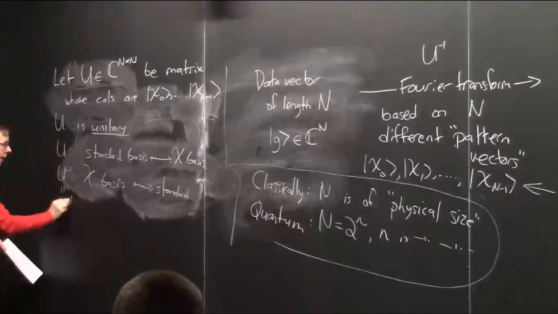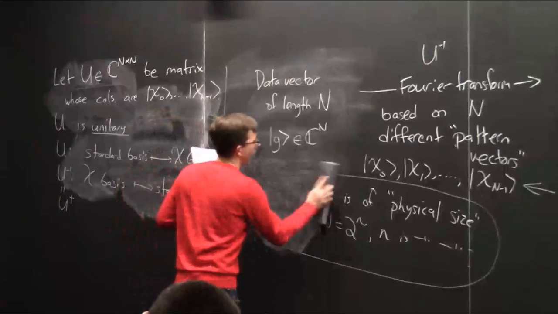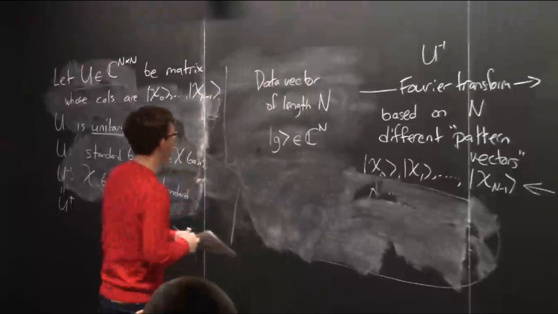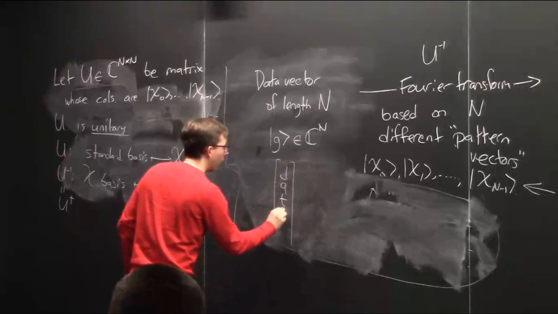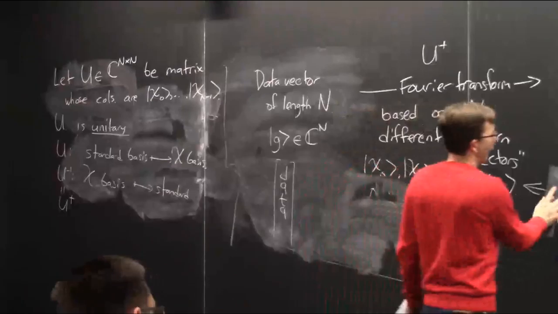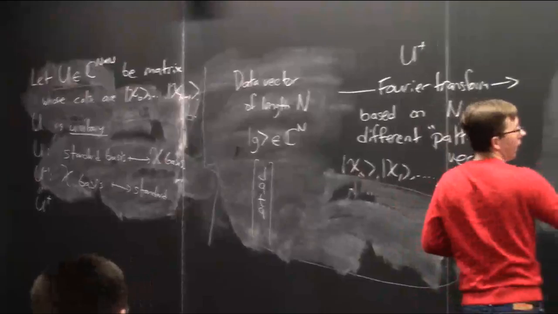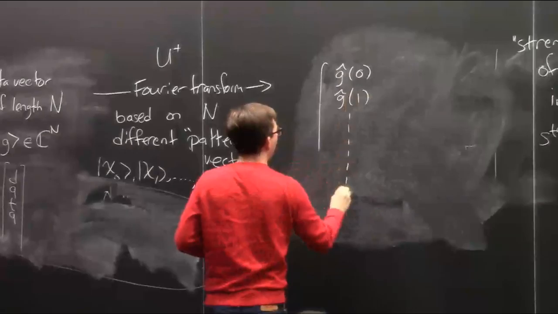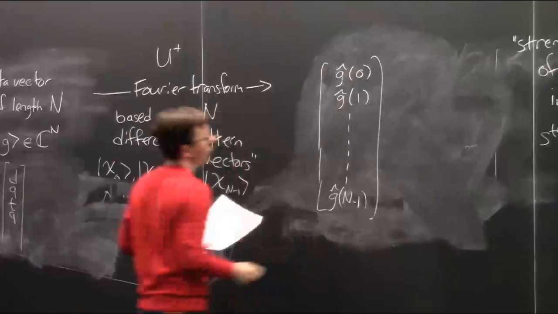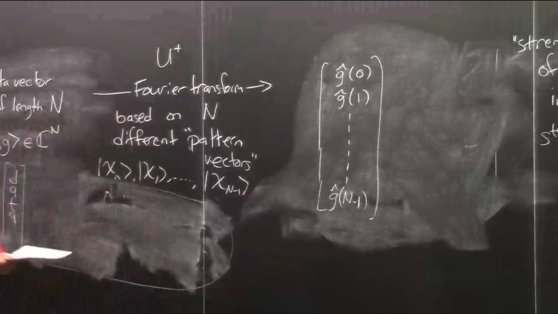Okay, and so what goes on in this picture? As I said, here you have some g. It's like some length 2 to the n vector of data. And you apply U inverse or U dagger. It doesn't matter. And call that a Fourier transform. And what comes out is the coefficients of g in this new basis. And we could write them even like this. G hat 0, G hat 1, all the way to G hat n minus 1. These are the coefficients of G in the basis of chi. So you can think of it as how important each of the chi patterns is in G. Okay, any questions about this?